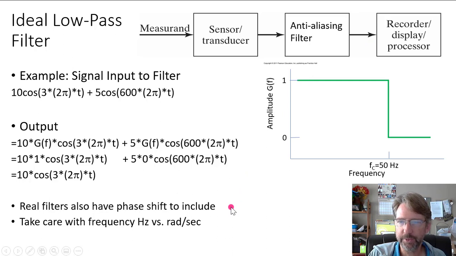If you remember from phasor math in circuits class, there's always a phase shift to include with this. Normally we would have a phase shift from our filter. The ideal filter can have 0 phase shift, so that's okay.